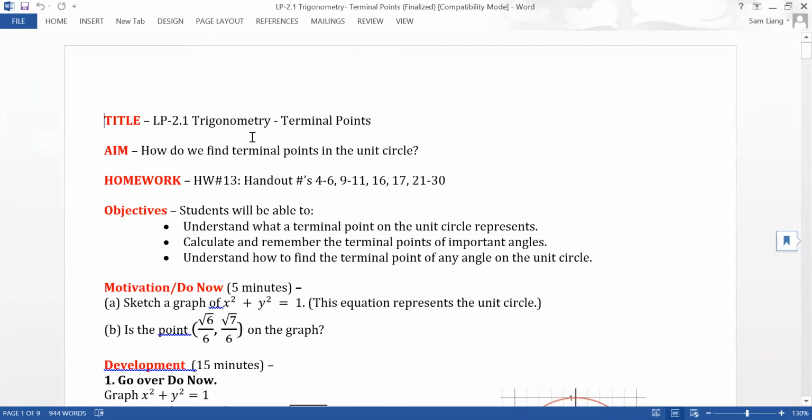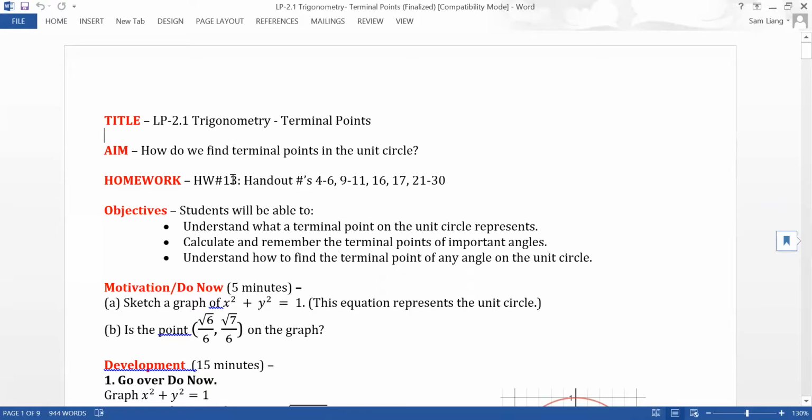But yeah, today we're actually going to start a new unit. Today we'll start trig. And I know trig was covered in Algebra 2 trig, right? But it's very important for you to be really good at these trig concepts for calculus. So that's why we're covering it again here in pre-calculus. Okay. So our aim for today is how do we find terminal points in the unit circle?